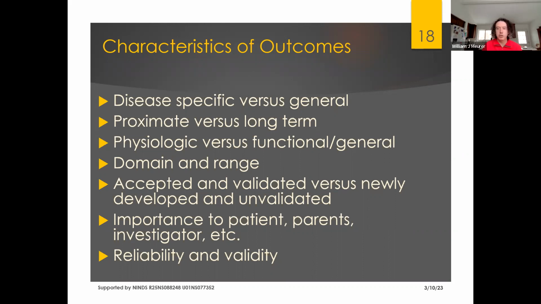Physiologic versus functional: general blood pressure is a common physiologic measure. Some measures are accepted and validated. Sometimes they're newly developed measures and unvalidated measures. You should take great pause if you think you need to develop a new outcome measure because the development of outcome measures is hard. But you have to think about whether the outcome measures are important to patients, to parents, to the investigator. Who is the customer for this? And can they be assessed reliably and validly? Is it reproducible? Again, this can be through training, this can be through standardized assessments, et cetera.